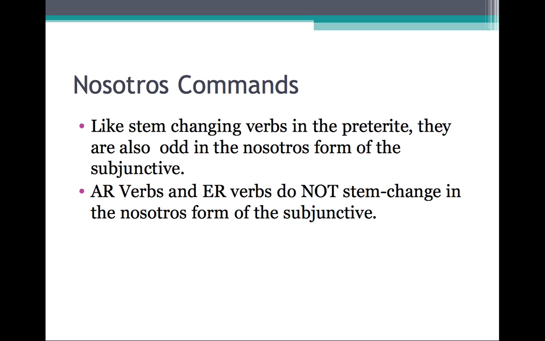Okay, and we're talking nosotros form only. If it's an AR verb or an ER verb, they do not stem change in the nosotros form. It still stem changes everywhere else when you're dealing with the subjunctive, but only in the nosotros form do stem changing verbs that are AR verbs and ER verbs not change in the boot. Okay, so the verb pensar. Normally if I told the usted command, piense, that's the E to IE stem change with the opposite ending E, piense, think. But if I said let's think, because it's an AR verb, there is no stem change. So it's just pensemos.